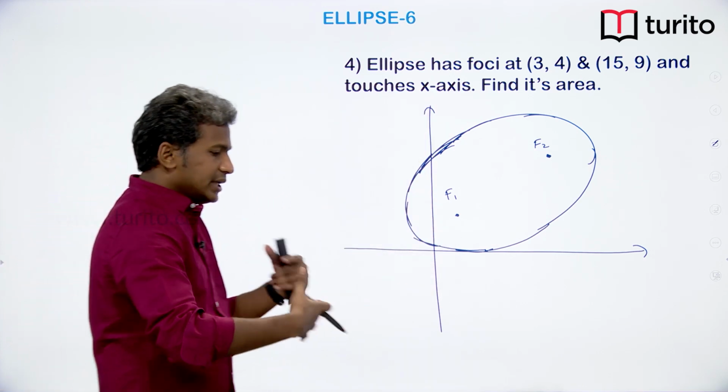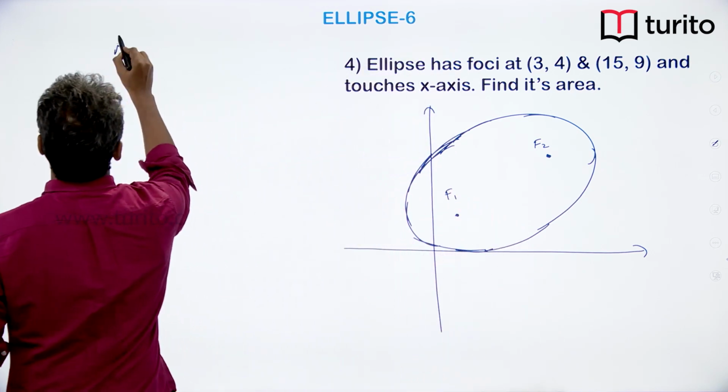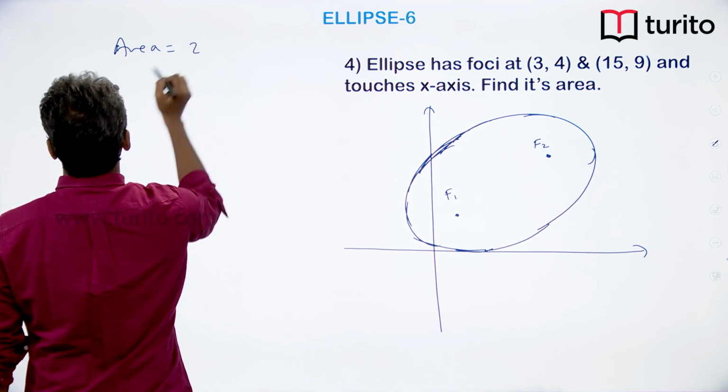So to find the area of the ellipse, we need a and b, because the area of the ellipse is always pi into AB.